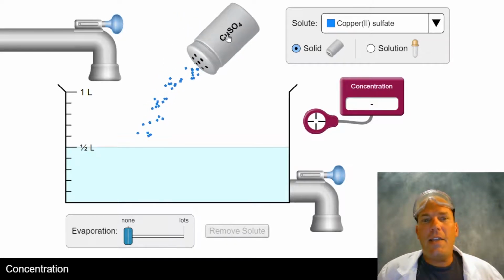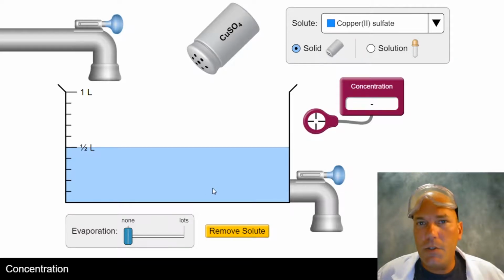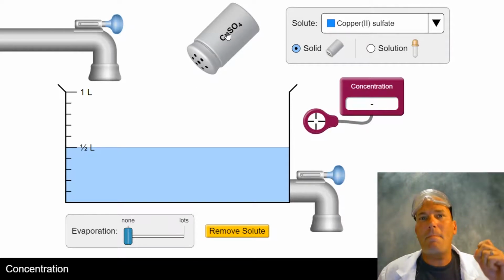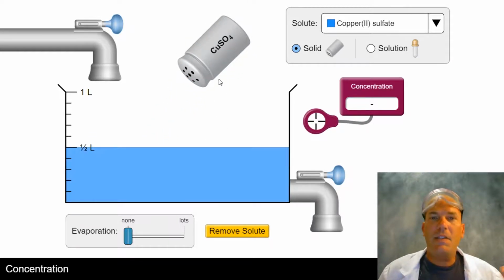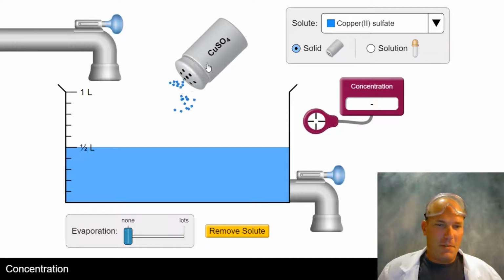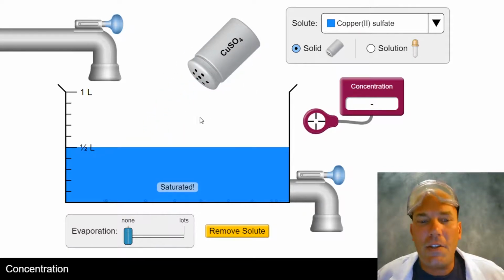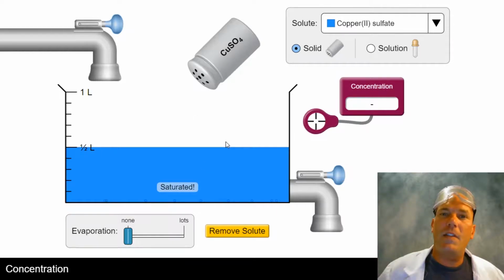And so now I'm going to add some of the solute to the solvent. This solution is currently unsaturated. Okay, remember, solubility is the maximum amount of solute that a solvent can hold. So let me add a little bit more here. You see it's getting darker, a little bit more, and there it is. We are now saturated, so that means this solvent cannot hold any more of the solute.